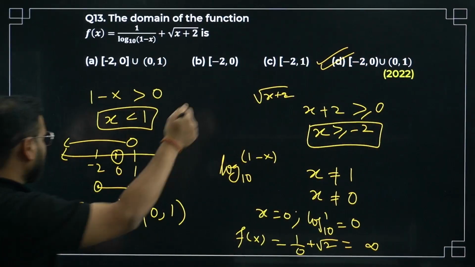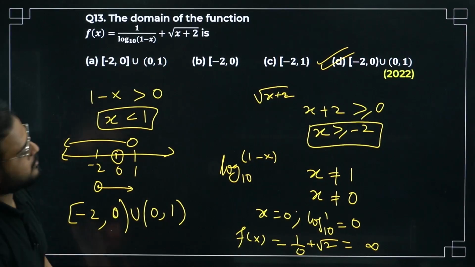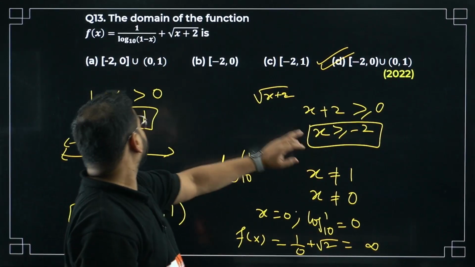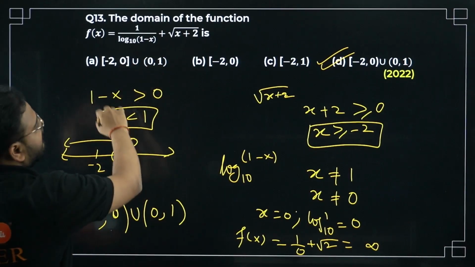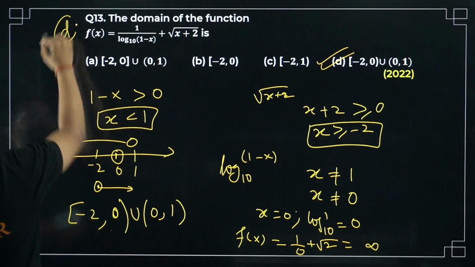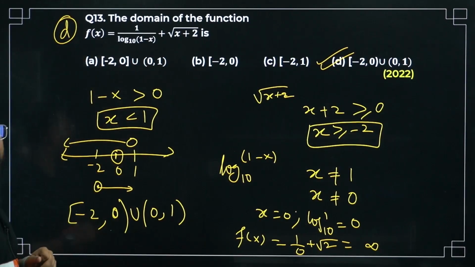Check this out. Minus 2 to 0. Minus 2 is closed. And 0 to 1. I hope this is clear. Here 0 is closed, that's why we can't take it. So option number D is correct. Please have a look.